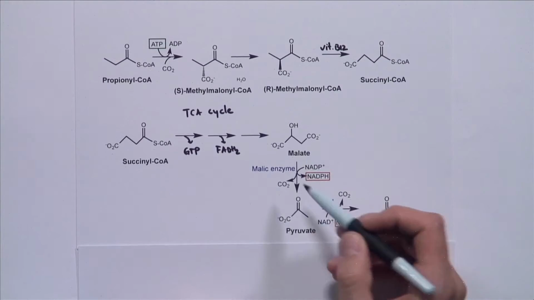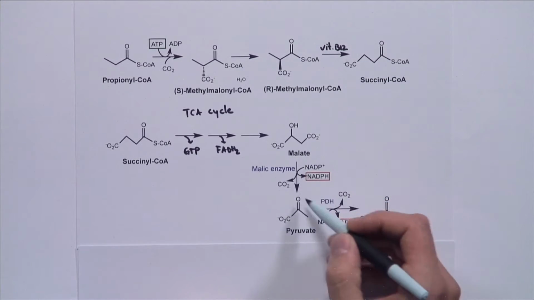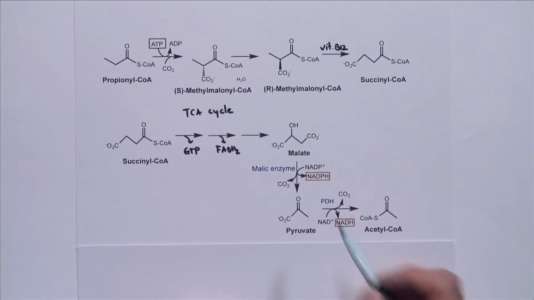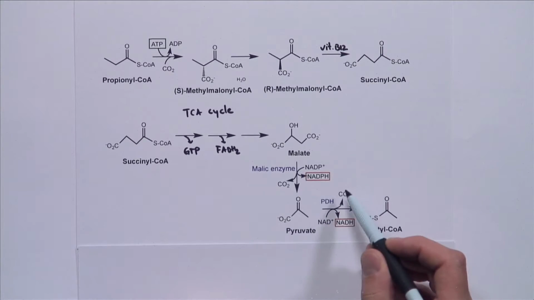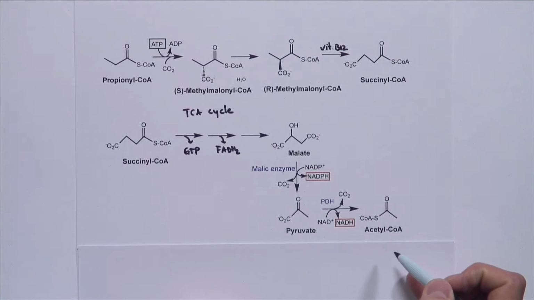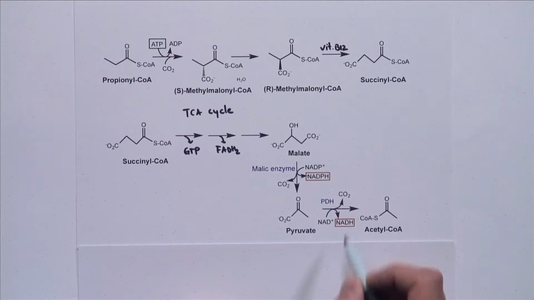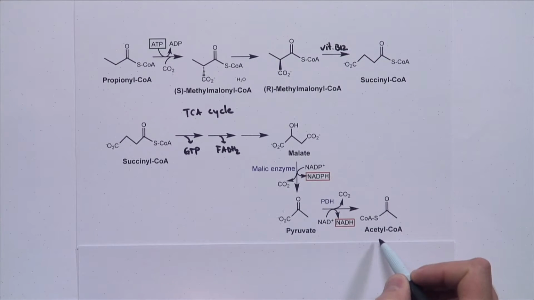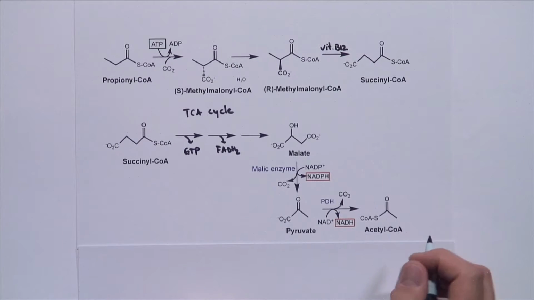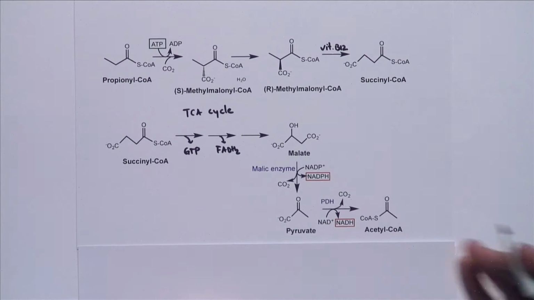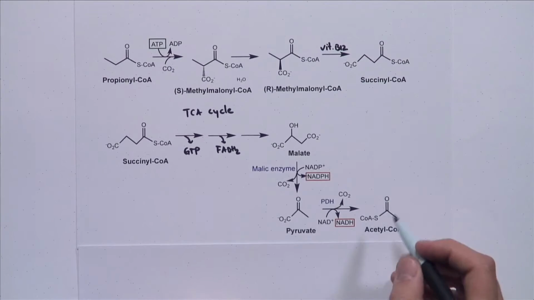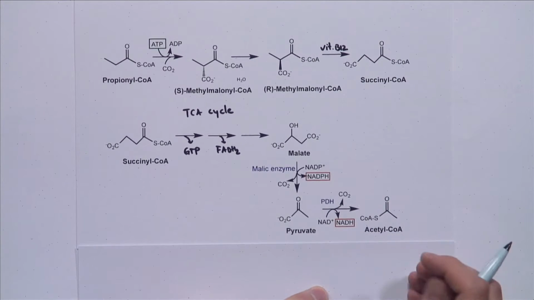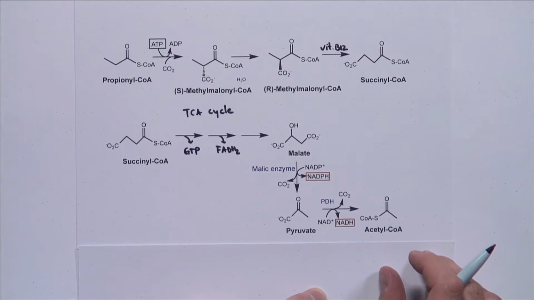So malate, via the malic enzyme, we're going to form pyruvate, and then pyruvate, in the pyruvate dehydrogenase step, we're going to lose one CO2 and form acetyl-CoA. In the process, we'll also generate one more NADH, and now acetyl-CoA can re-enter the TCA cycle and be completely metabolized, generating in the process about 12 ATP equivalents.